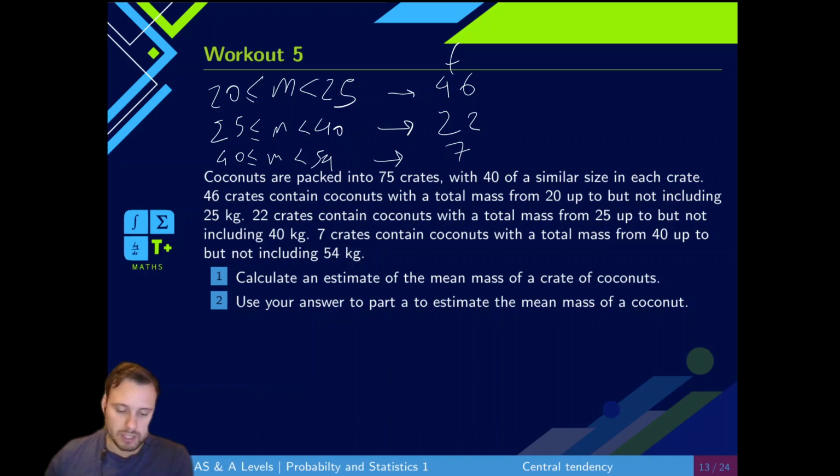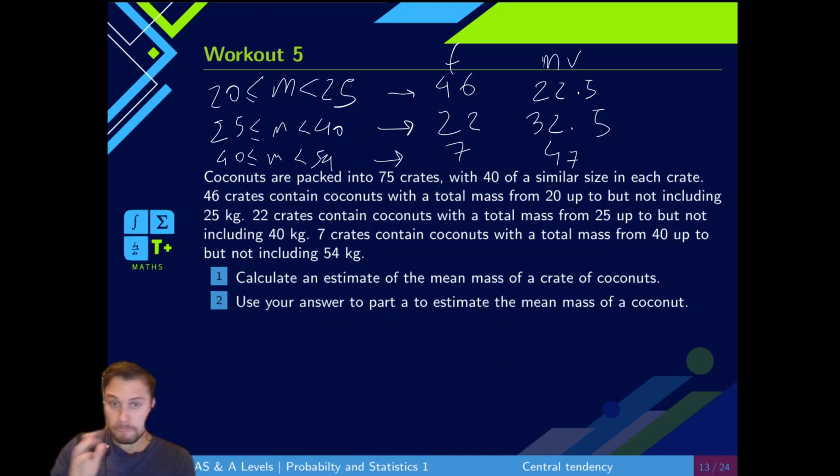Very good. And we're going to see if we can make an estimation of the mean mass of the coconut. So okay, let's begin by trying to find the mid values. Remember that the mid value is the average of the boundaries of the class. So in this case, it will be 20 plus 25 over 2. I'm going to call it here the mid value. This is going to be 22.5. Then we're going to have a 32.5. And then here we're going to have a 47.